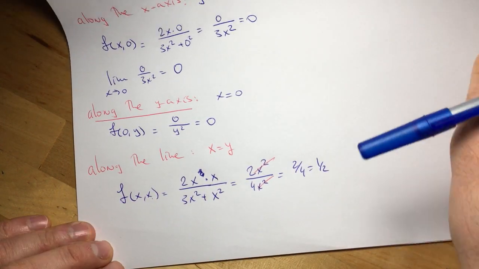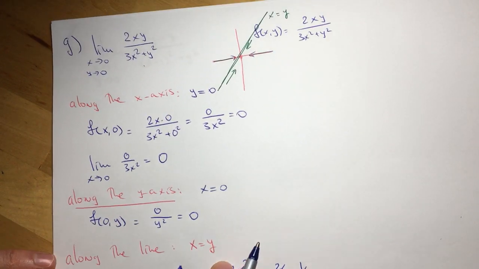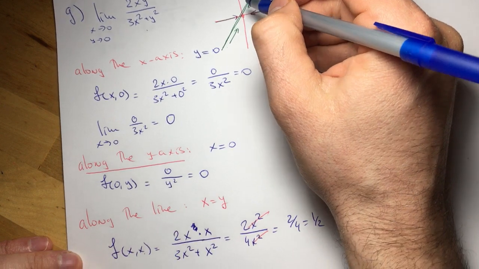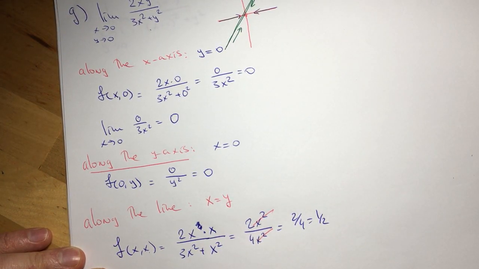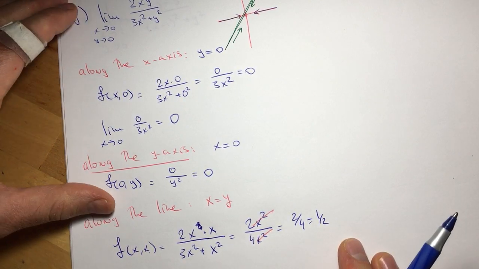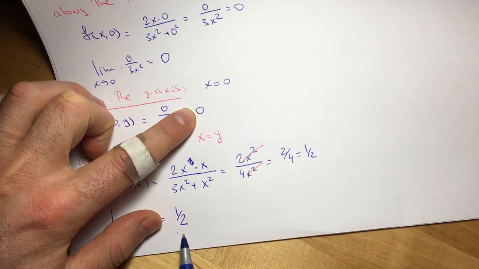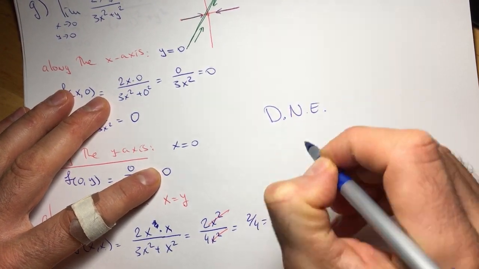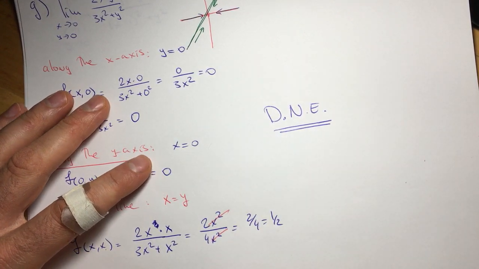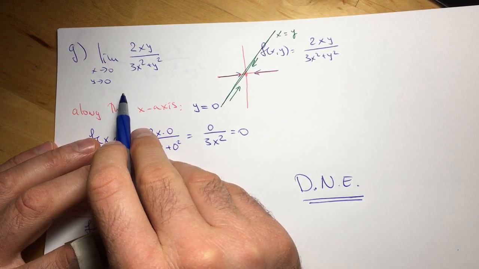So now the limit as x goes to 0, and if x goes to 0 along this line, y goes also to 0, of 1/2 is simply 1/2. And what do we know? That the limit doesn't exist if we have two different values for this limit. The limit has to be unique. So our conclusion is that the limit does not exist.